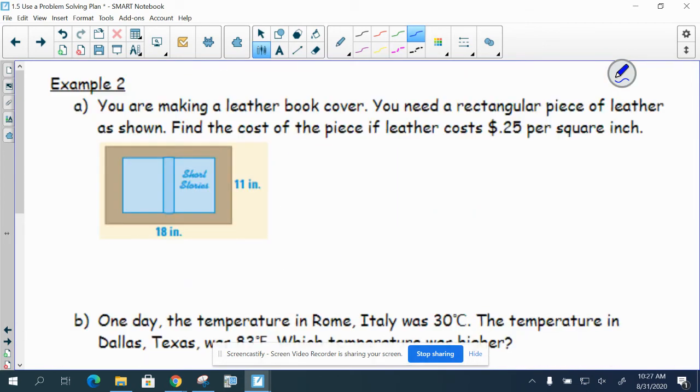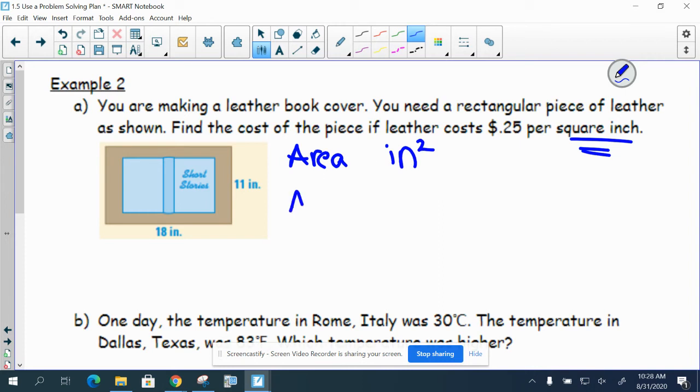All right, let's look at these examples. So it says you're making a leather book cover. You need a rectangular piece of leather as shown. Find the cost of the piece if leather costs 25 cents per square inch. So we need to find area if we want to find the cost of this whole thing, because it says 25 cents per square inch. That means area, because it would be inches squared.